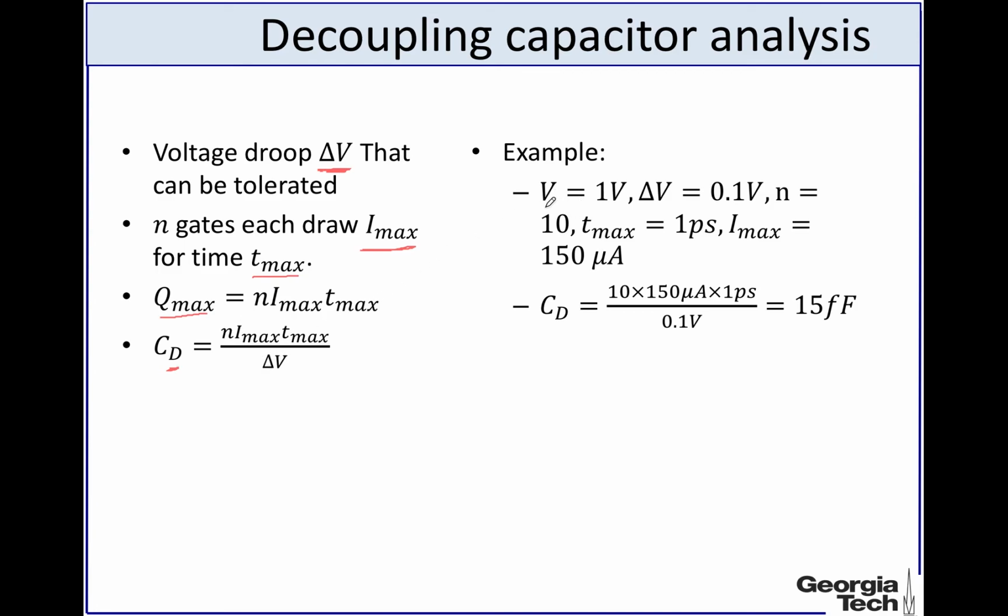So let's say the power supply voltage is 1 volt and the maximum voltage droop that you can sustain is 0.1 volts. You have 10 logic gates and the maximum activity period is 1 picosecond, and the maximum current that the transistor draws is 100 microamps. So based on this equation, the decoupling capacitor that I need to use is designed to be 15 femtofarads.